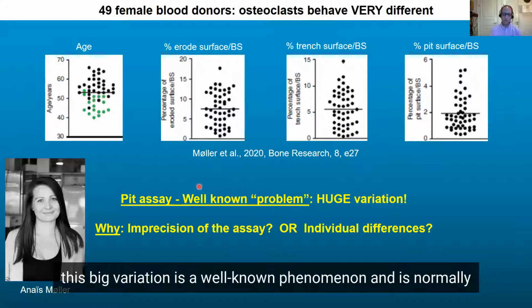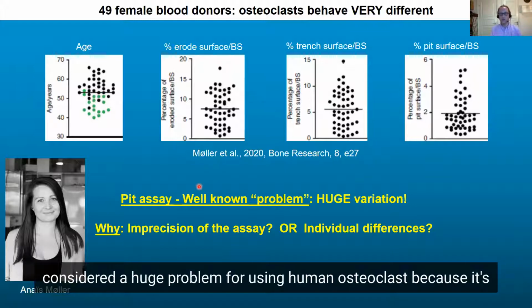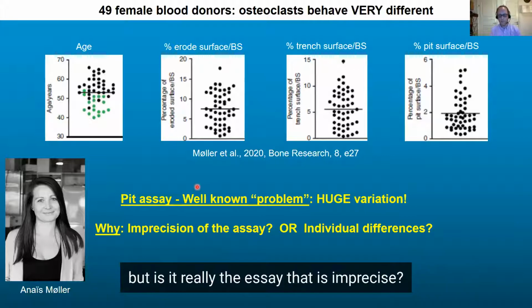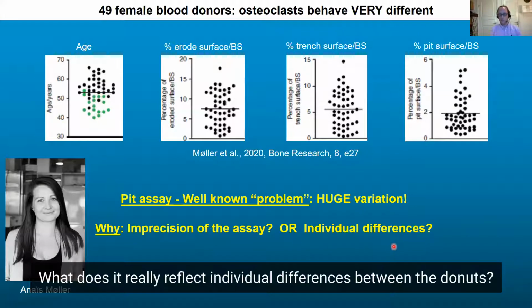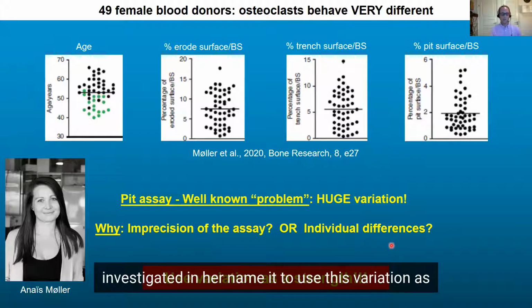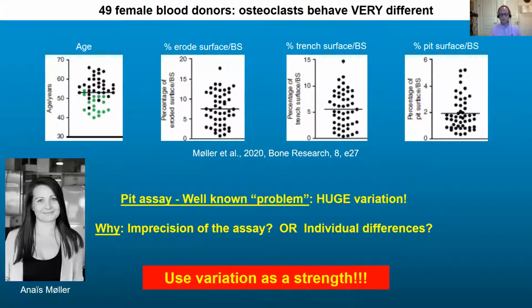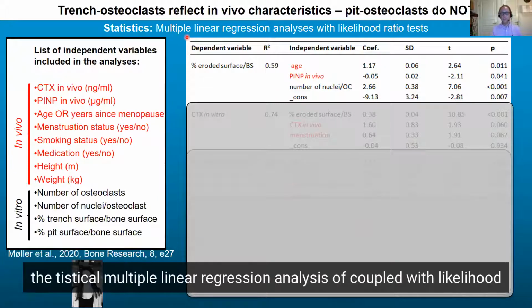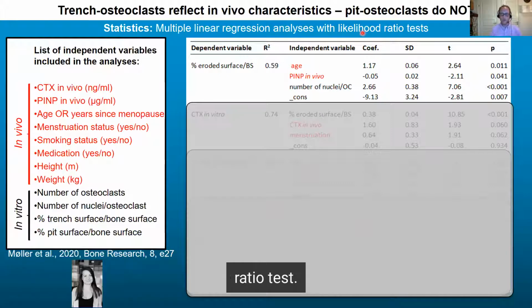This big variation is a well-known phenomenon and is normally considered a huge problem for using human osteoclasts because it's interpreted as a problem with reproducibility of the assay. But is it really the assay that is imprecise, or does it really reflect individual differences between the donors? And this is what Anais has investigated in her PhD, namely to use this variation as a strength rather than a problem. So she has done many analyses, but one of the important ones is a statistical multiple linear regression analysis coupled with likelihood ratio tests.